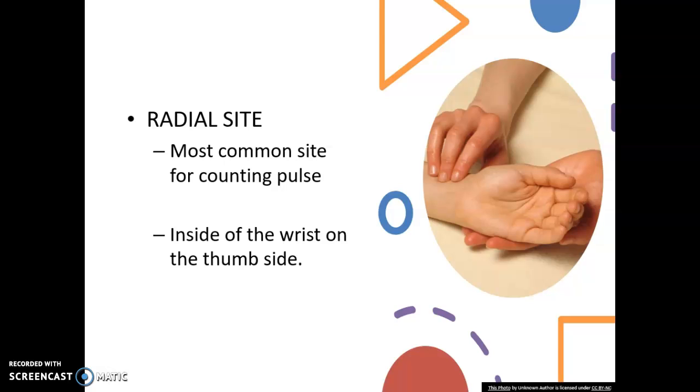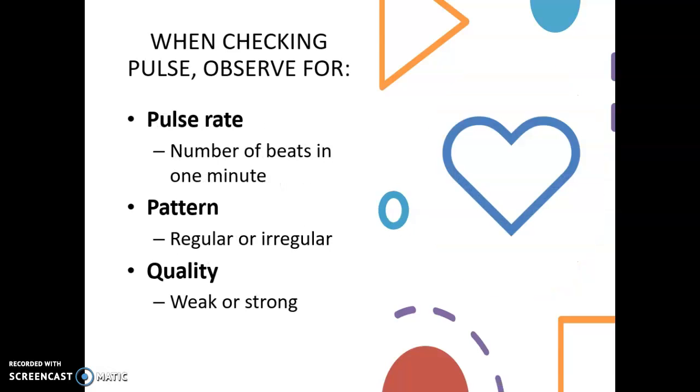Radial pulse is the most common site. You're going to be on the inside of the wrist on the thumb side. You never use your thumb to take a pulse. You always use your fingertips, not your thumb, because your thumb has its own pulse.